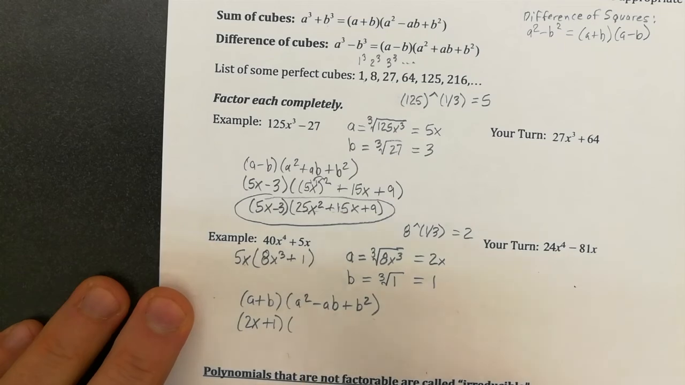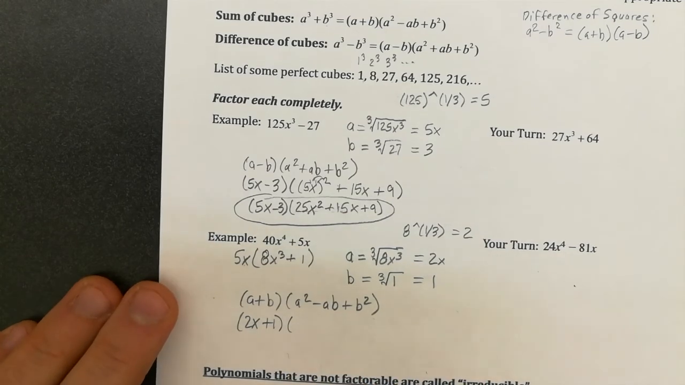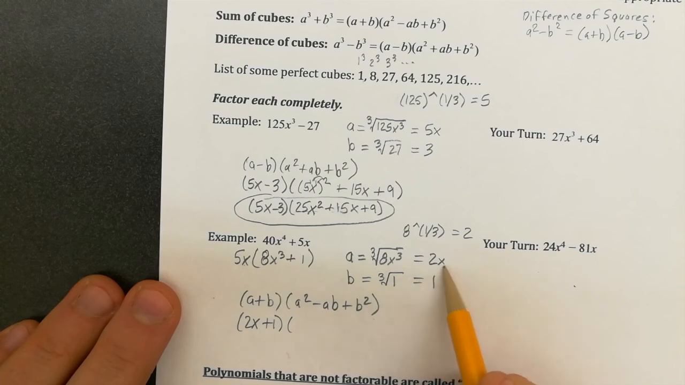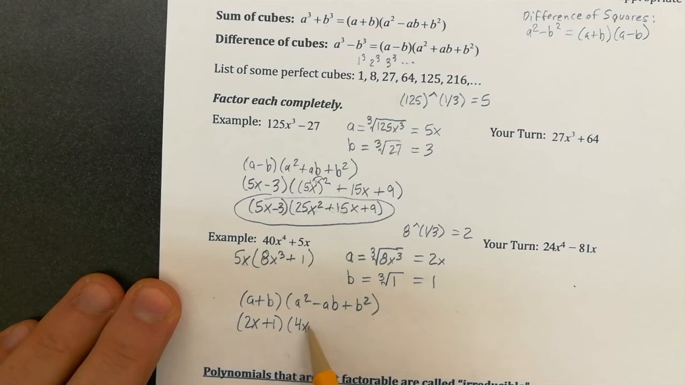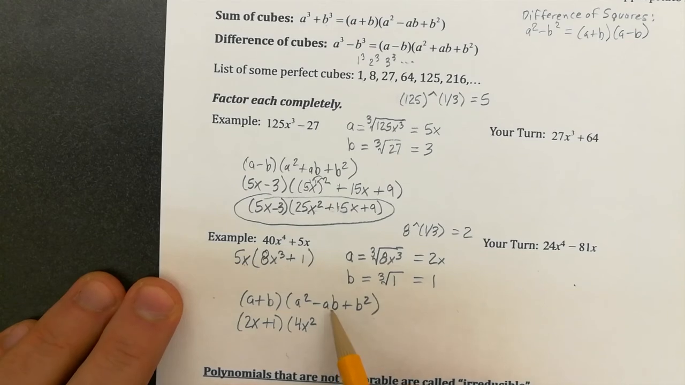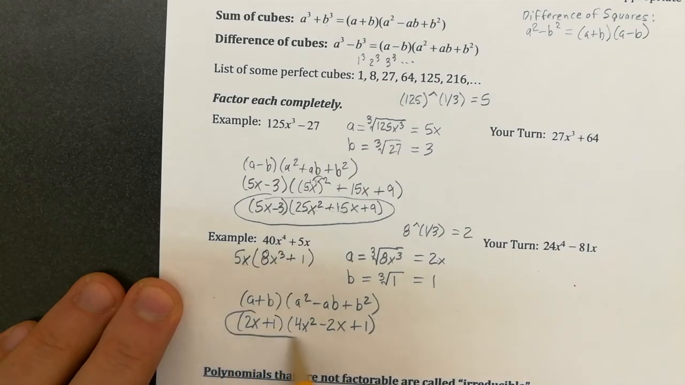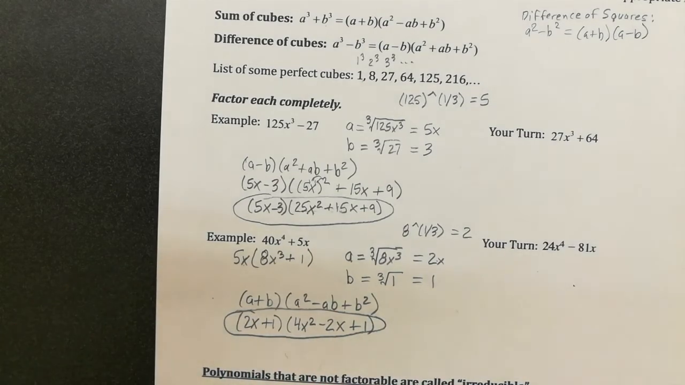This time I'm going to do this one in my head a little bit more rather than write it out like I did here. So a squared, again, this is like 2x times 2x. That's going to be 4x squared, not 2x squared. You're squaring both of these, right, the whole thing. And then minus a times b, well, a times b is 2x, so minus 2x. And then b squared, well, that's just going to be 1 squared, which is 1. So there we go. There is my factored expression. You guys do your turns.